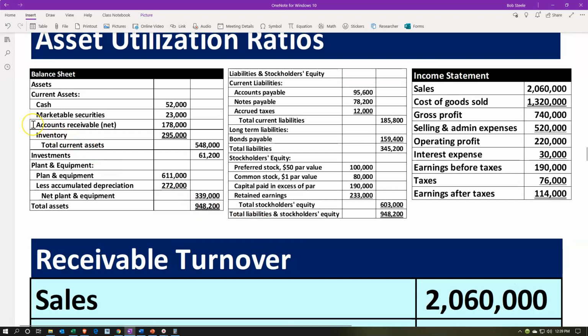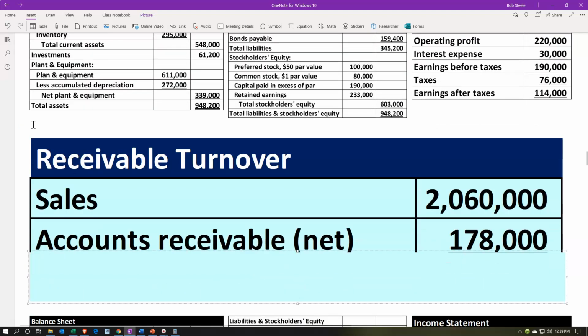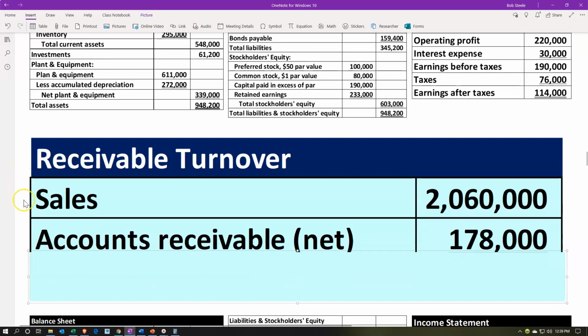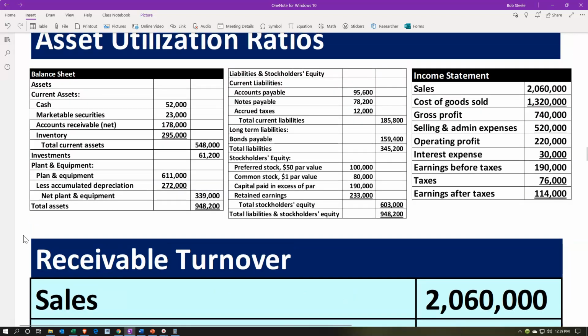Accounts receivable net is on the balance sheet. Note that we have an income statement number and a balance sheet number. Therefore, you might see this as sales or net sales. Don't confuse that with net income. It's divided by average accounts receivable, most commonly the average of the beginning of the period plus the end of the period, divided by 2. It just depends on the context of the question to know whether they're asking for the average or not.